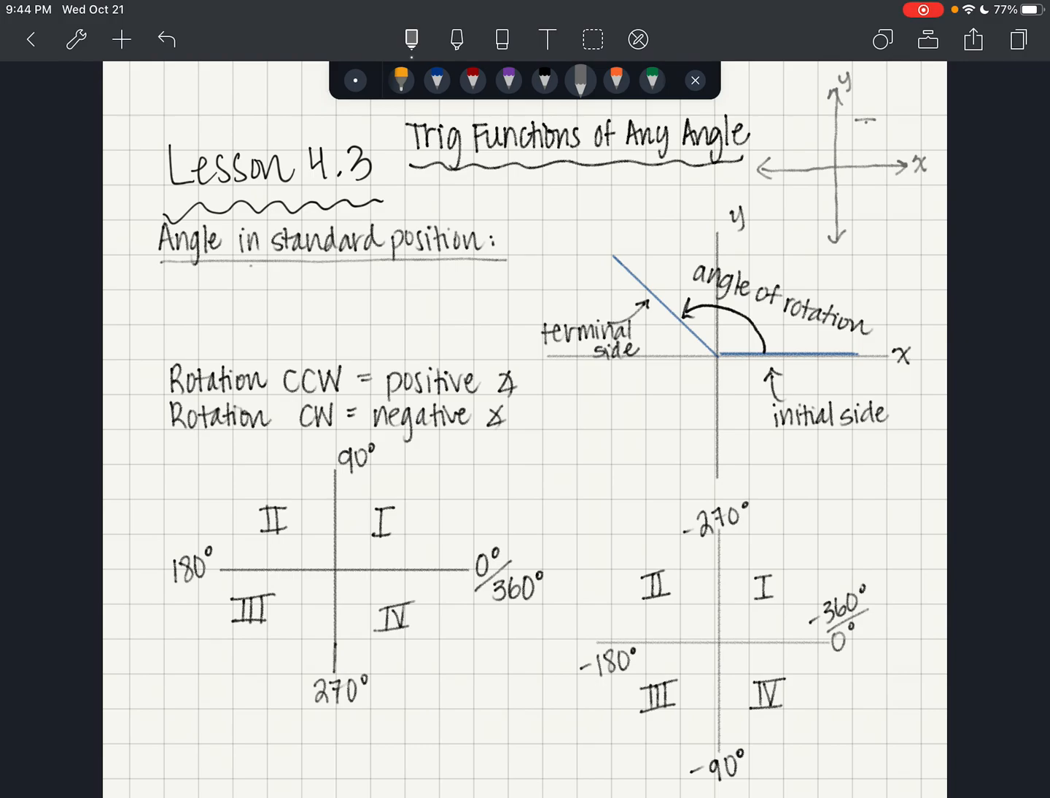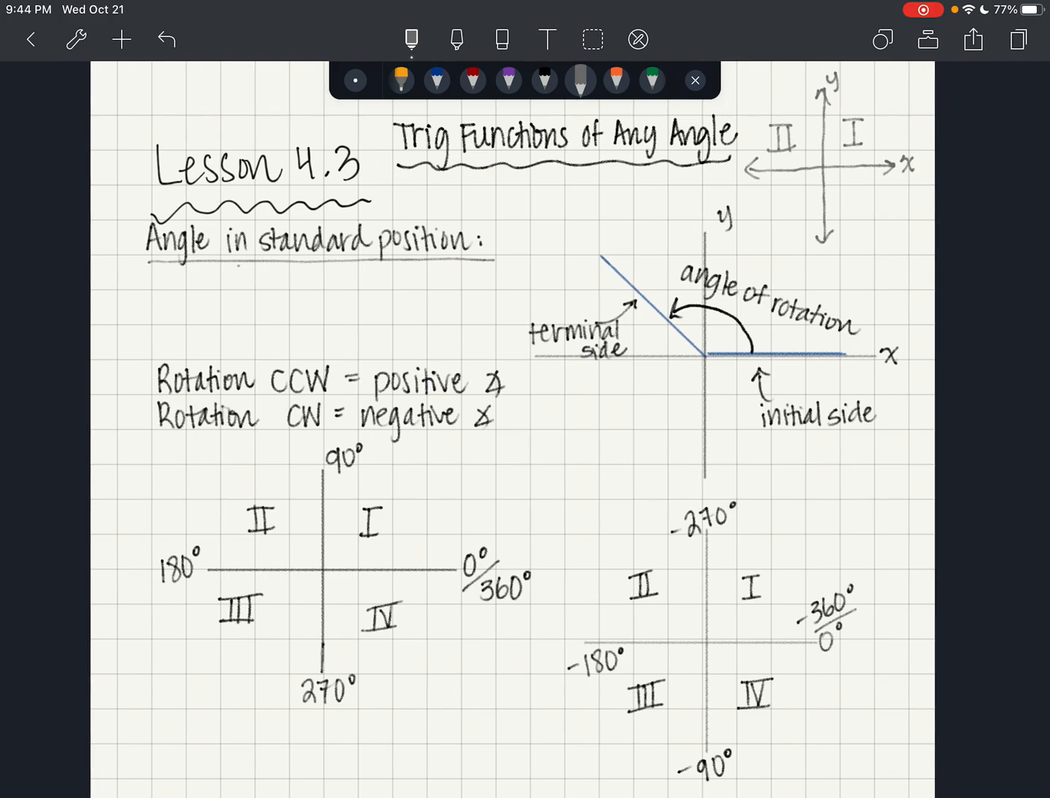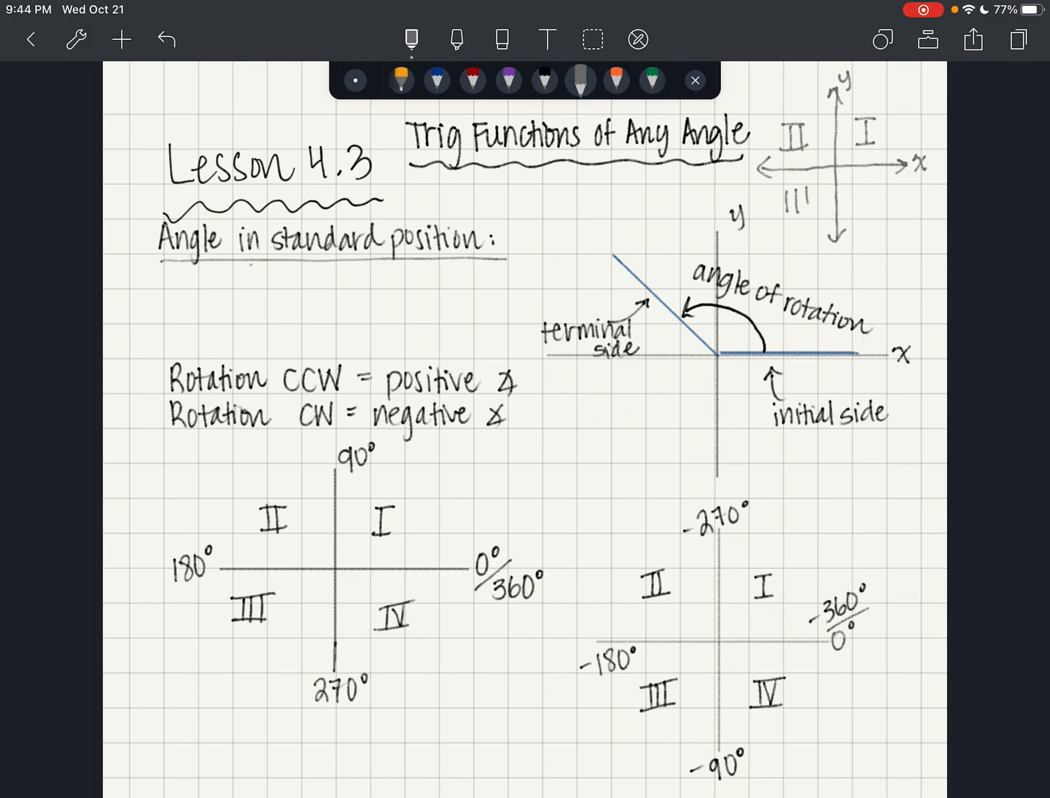So quadrant 1 is in the upper right, quadrant 2 is in the upper left, and then we go counterclockwise to 3 and 4. So quadrant 1, 2, 3, and 4. It's important for you to know which quadrant is which, and we name them with Roman numerals.